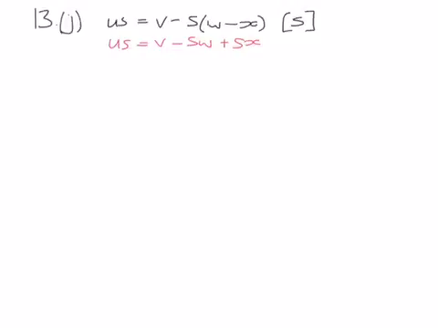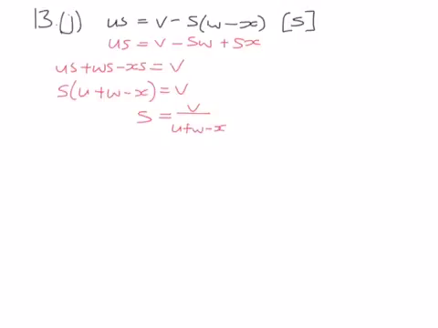So in order to do that, we're going to have us plus ws minus xs equals v. When we have more than one s term, we want to factorize the s out and see what we're left with. So if we take the s out, we'll have u plus w minus x equals v. So now to get the s on its own, we simply just do v divided by u plus w minus x. That's our s.